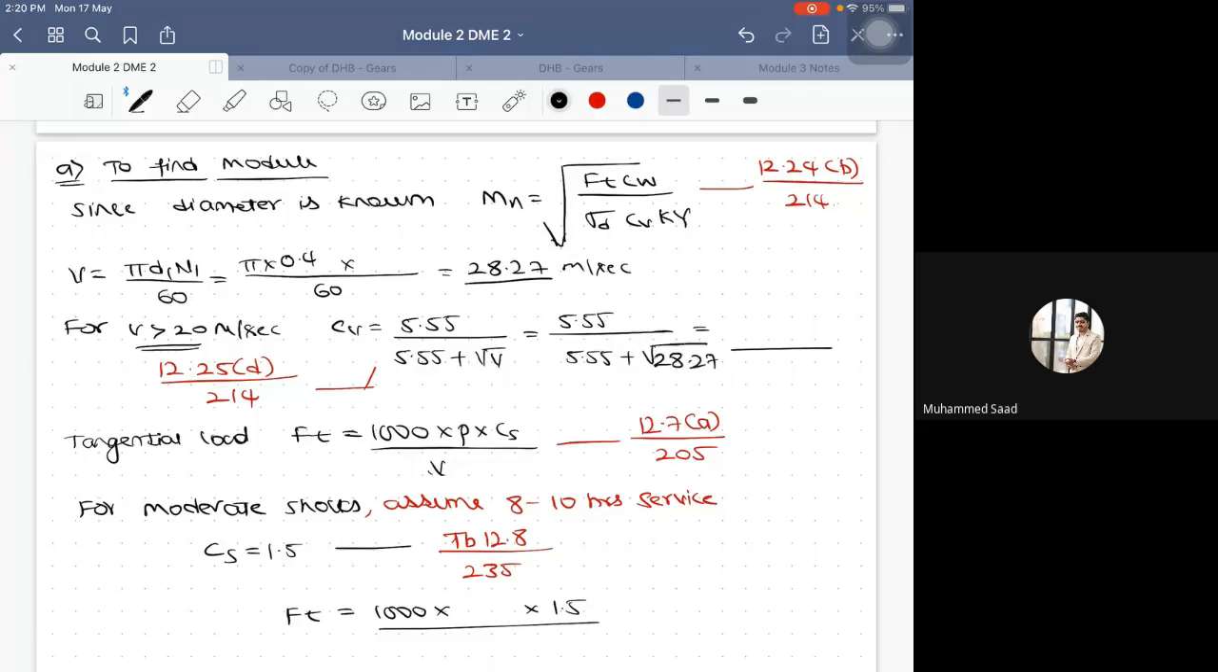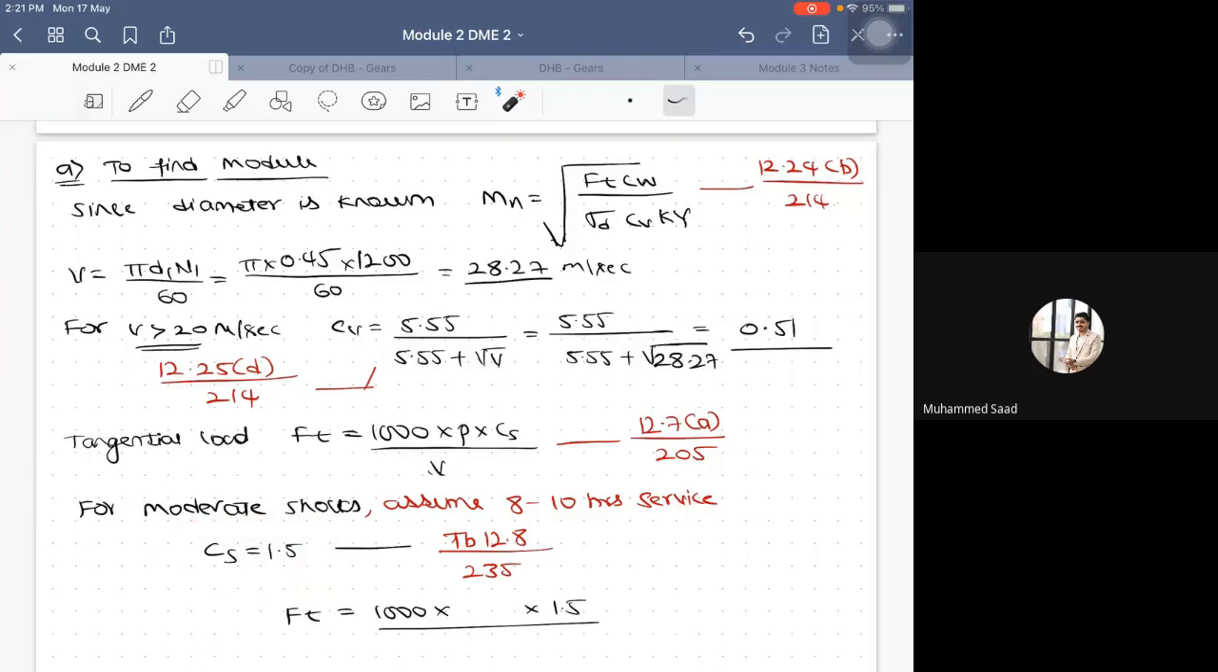28.27. With the value of CV, 0.45 is 1200, 0.51 is the value. Now, tangential load calculations. Since he has given moderate shocks, and nothing is specified whether this gear is used continuously, or for 8 hours, or for 4 hours, just write the sentence: assume 8 to 10 hours of service. This is the standard we follow for moderate shocks and assumption of 8 to 10 hours of service. Give me the service factor.